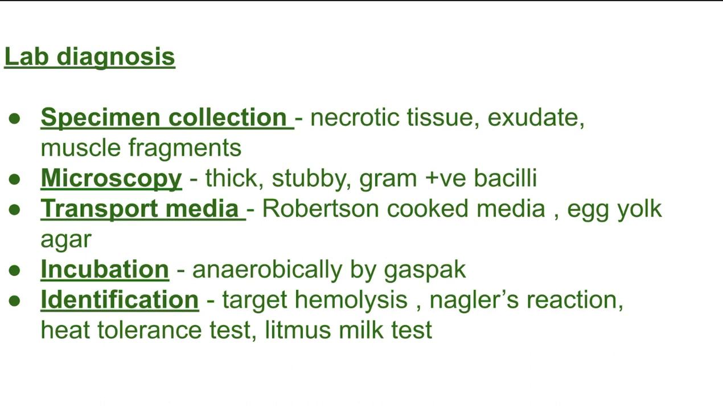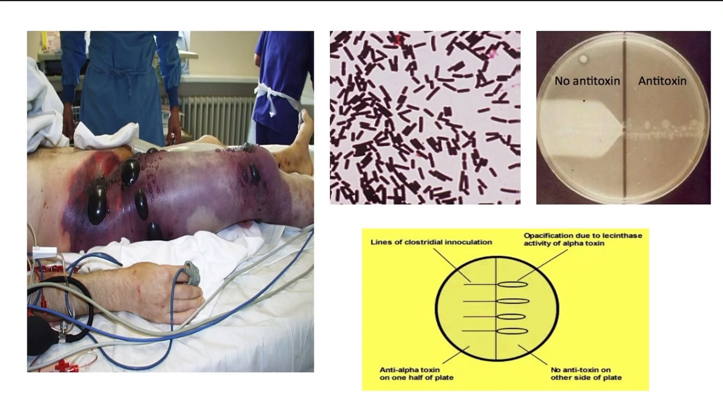For identification, this is an important part of lab diagnosis. Under identification, you have 4 tests. One is target hemolysis, the Nagler's reaction, the heat tolerance test, and the litmus milk test. This is a picture of gas gangrene. You can see the black colored bubbles, which are foul smelling, crepitous in nature, and severely painful.